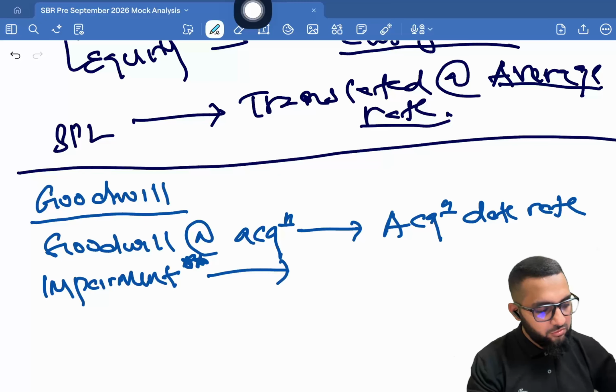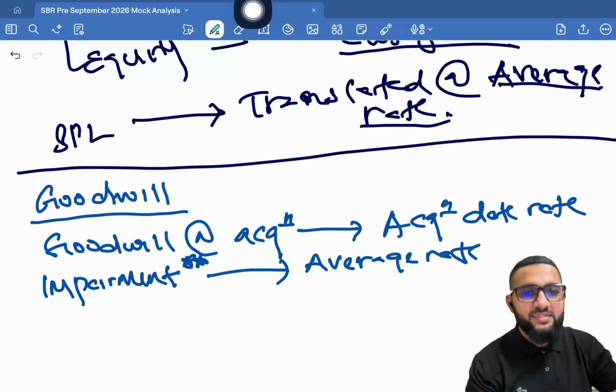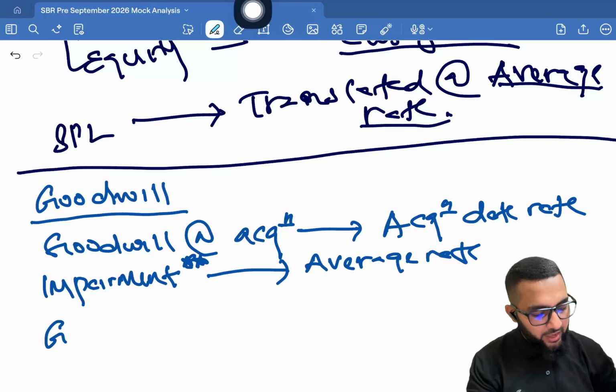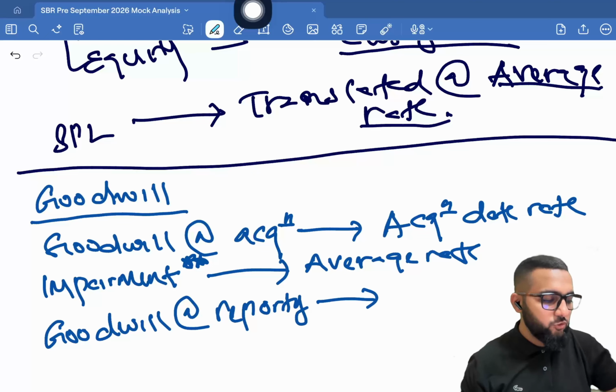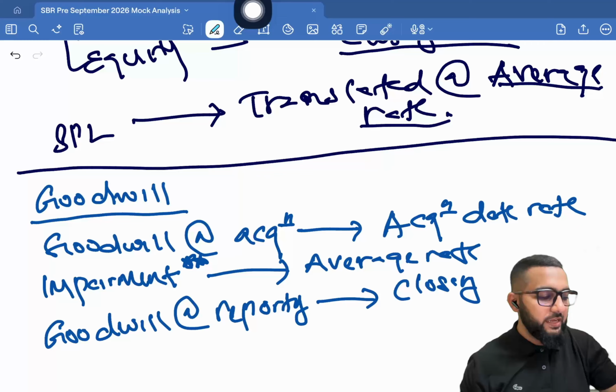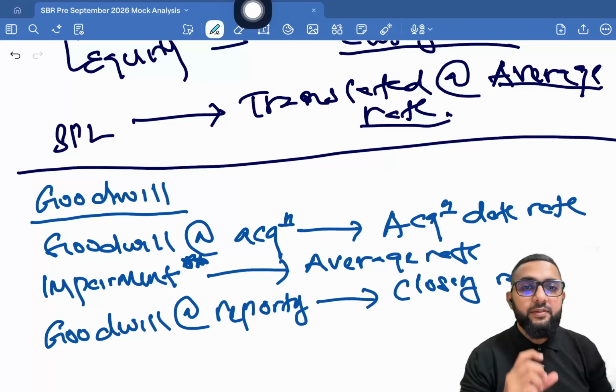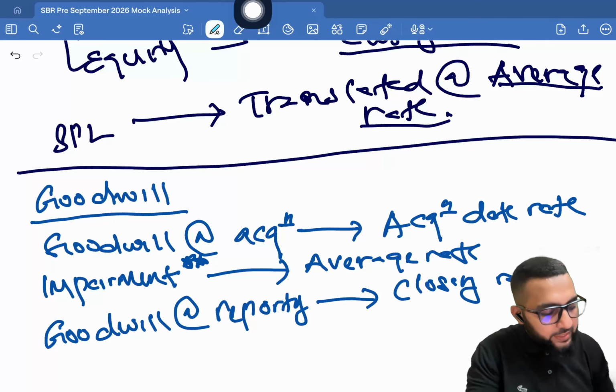You have to translate that at the average rate, because that's a statement of profit or loss item. And then you have to retranslate goodwill at the reporting date. That's going to be the closing rate, meaning the spot rate on the closing date, on the reporting date.